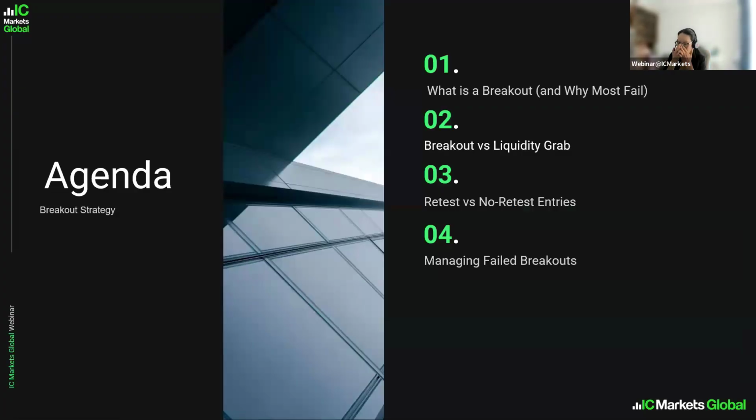Okay, so basically today the agenda is that we're going to talk about breakout strategy. Again, I'm so sorry about that. This is the agenda for today. We're going to cover what is a breakout, breakout versus liquidity grab, retest versus no retest entry, and managing a failed breakout.